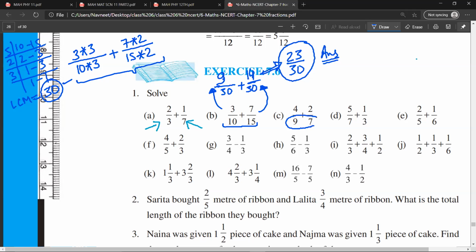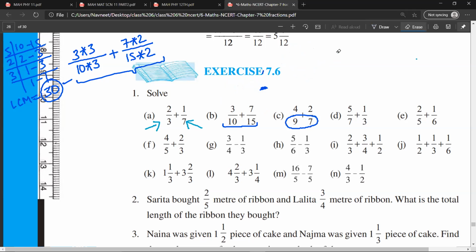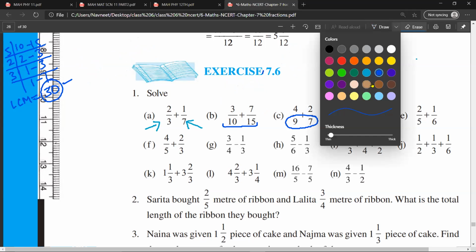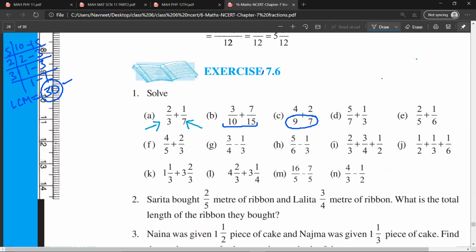What will be the LCM of this? 63. My answer would be 63. I can write 4 by 9 as something upon 63, plus 2 by 7 I can again write as something upon 63. What should I write here, Mr. Sarthak?